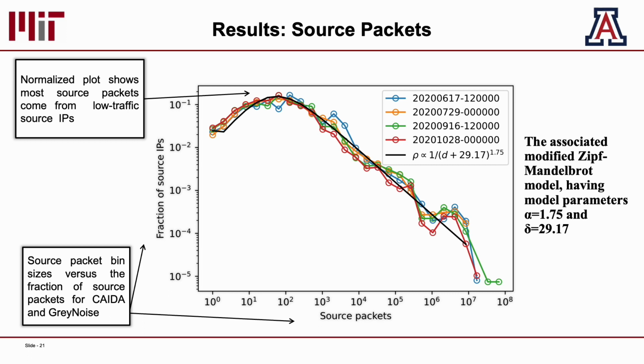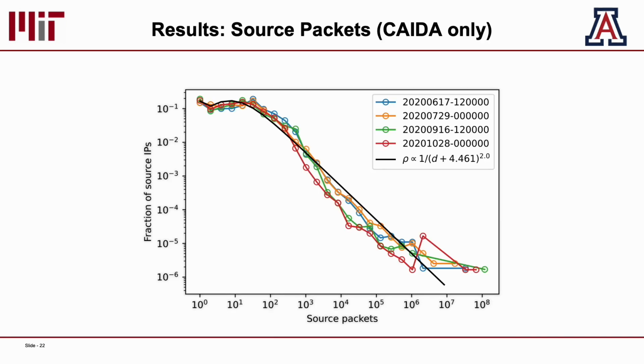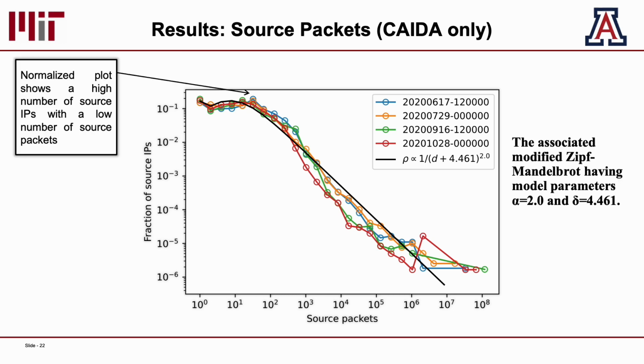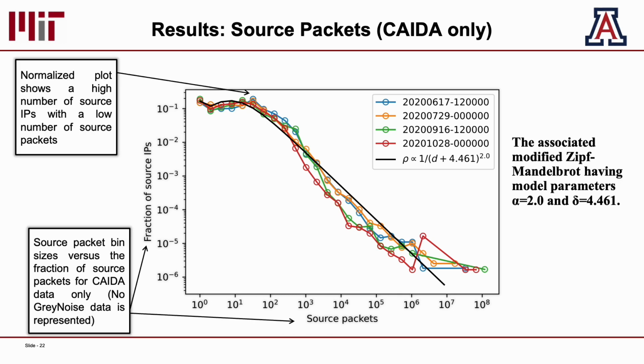The normalized plot shows that most source packets come from the low-traffic source IPs. Following closely with CIDA and gray noise source packets, the CIDA-only source packets show the same result: a high number of source IPs with low number of source packets.